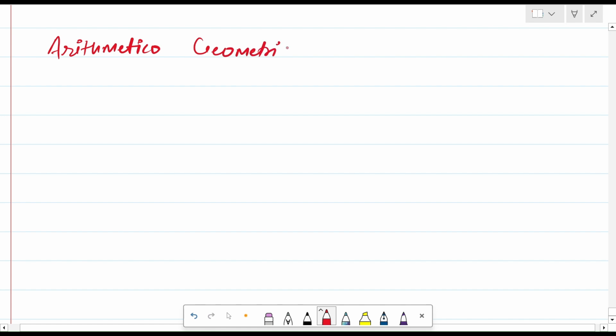Hello everyone. So let's start with today's topic, that is Arithmetic-Geometric Progression. So what is the topic? It is Arithmetico-Geometric Progression, AGP.